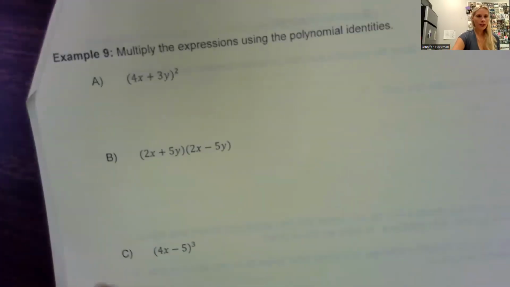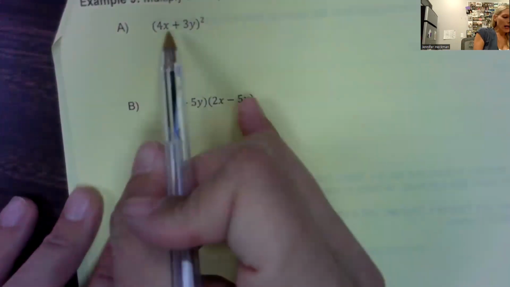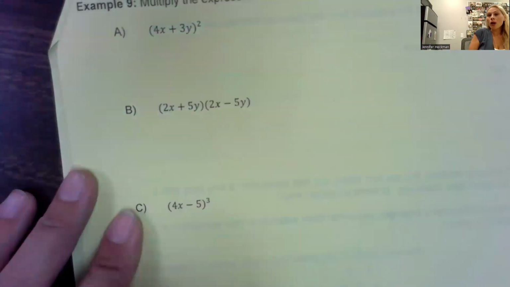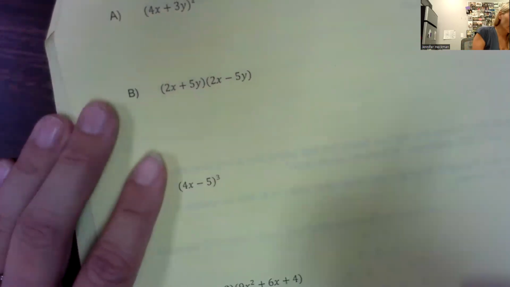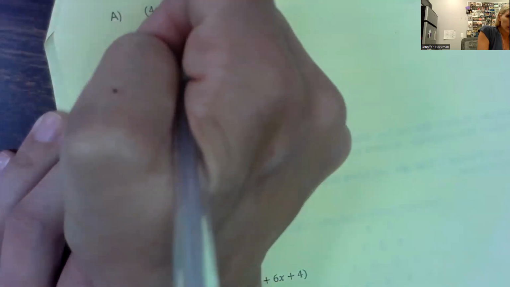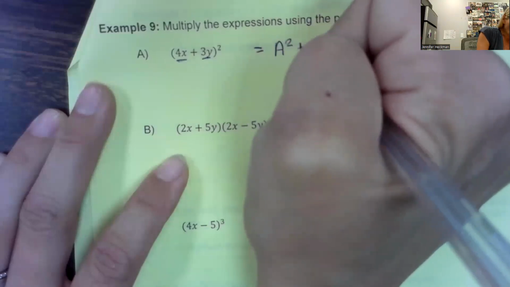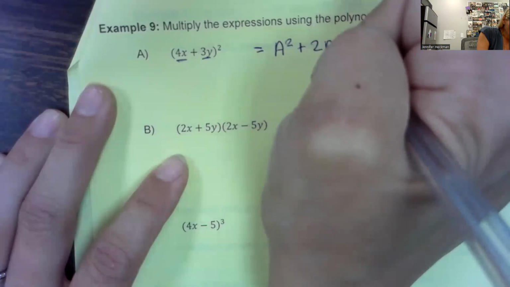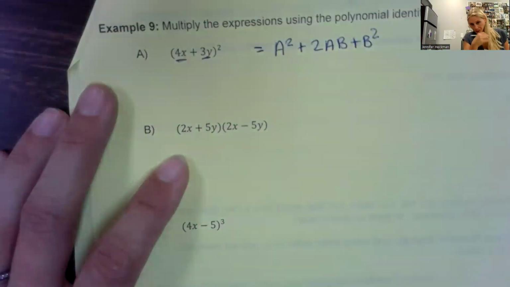Okay, so we have some examples here. Now (4x + 3y) squared. Remember, this is the perfect square. So the perfect square means that this is my a term, this is my b term, and it's supposed to equal a squared plus 2ab plus b squared. And again, I got that from the other page.